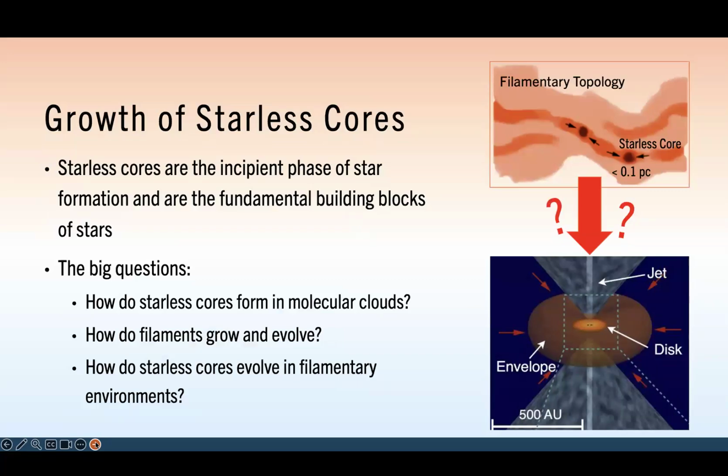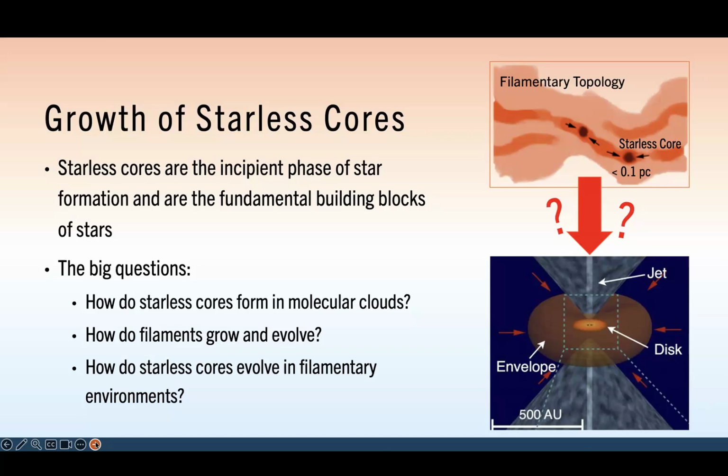Okay, so a bit of background. Starless cores, which will be a major aspect of this talk, are the incipient phase of star formation, and they're the fundamental building blocks of stars. So they're the first stepping stone that we have from going from molecular clouds to getting stars. Some of the questions that we would like to know is, how do starless cores form in molecular clouds? How do the filaments that they largely reside in grow and evolve? And how do these two things grow and evolve together?